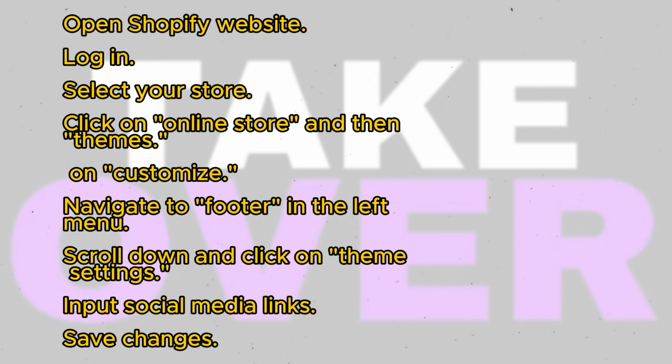Log in to your account by clicking on Login in the top right corner. Once logged in, select your store. You'll then be redirected to the dashboard. Click on Online Store in the left menu, then click on Themes if it doesn't redirect you.